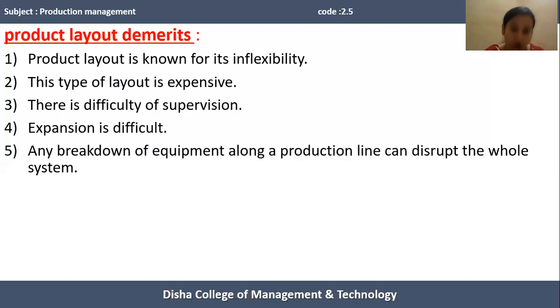Any breakdown of equipment along a product line can disrupt the whole system. Means in a particular line, if a particular machine breaks down or is not in a condition to operate, then the production of that product is hampered, because the product moves automatically from one machine to another, so if there is any breakage, the production will stop at that point. After repairing the machine, production will continue again. This is all about the concept of product layout.